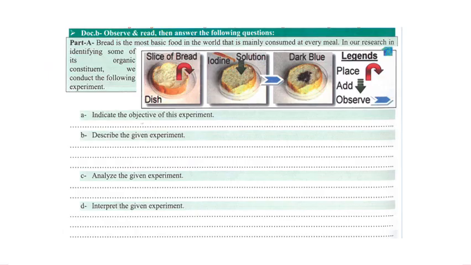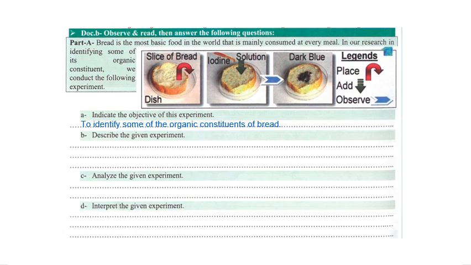Document B. Bread is the most basic food in the world that is mainly consumed at every meal. In our research in identifying some of its organic constituents, we conduct the following experiment. Indicate the objective of this experiment: to identify some of the organic constituents of bread. It's mentioned in the text.